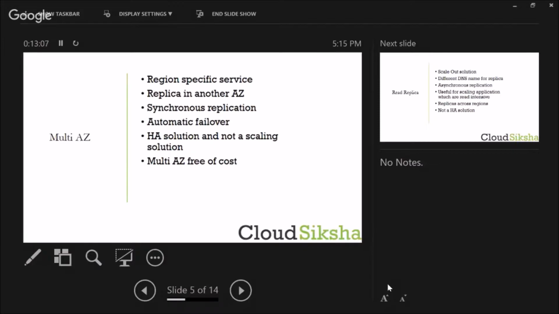Now, after we look at the multi-availability zone deployment, we'll look at the read replica. But before going there, let's again emphasize one thing: a multi-availability zone deployment is a high availability solution. It is not a solution to scale. That is, if there is too much load and you want to scale, that is not the solution.